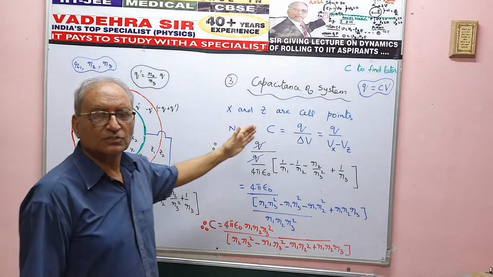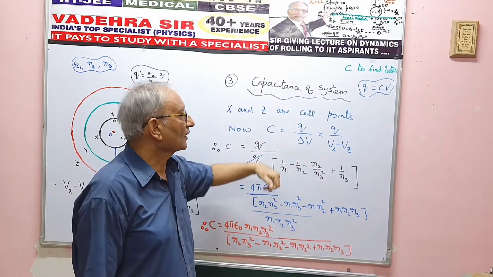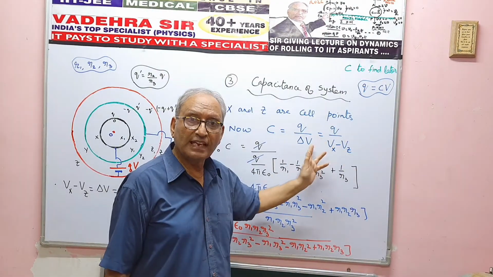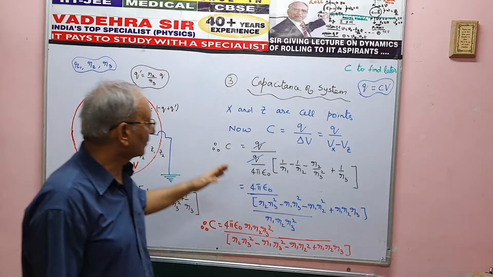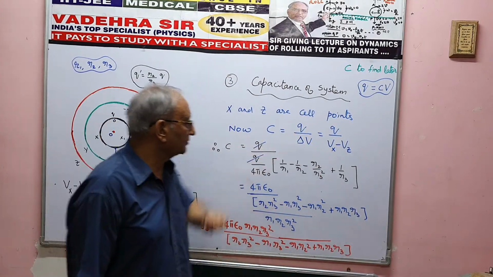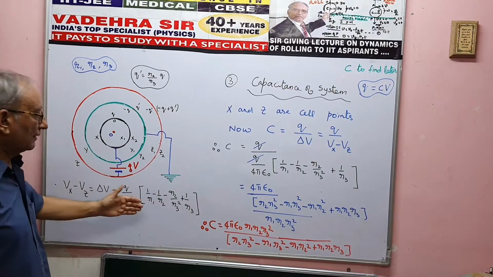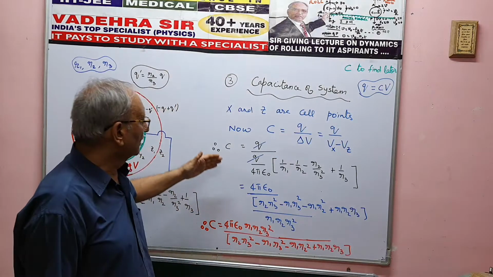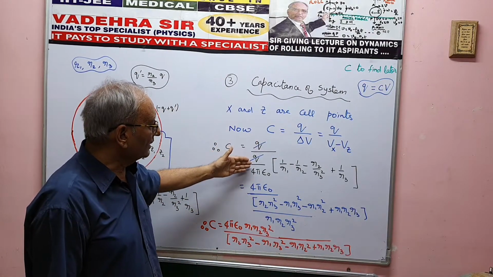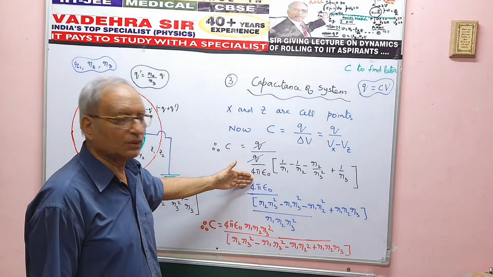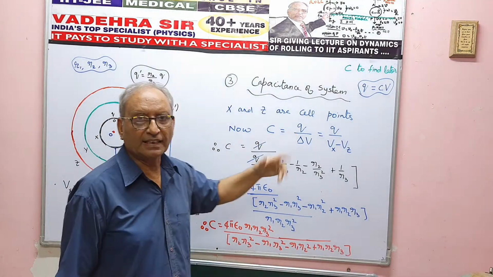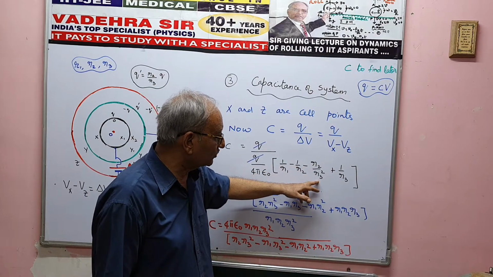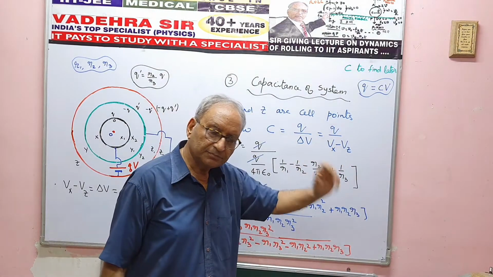So C will be Q upon delta V. That will be Q upon Vx minus Vz. We already know Vx minus Vz in terms of Q. We already did that, so I just put the value of delta V, that is Vx minus Vz. So C is equal to Q divided by Q upon 4 pi epsilon naught, I am of course cracking K, into (1 by R1 minus 1 by R2 minus R2 by R3 square plus 1 by R3).